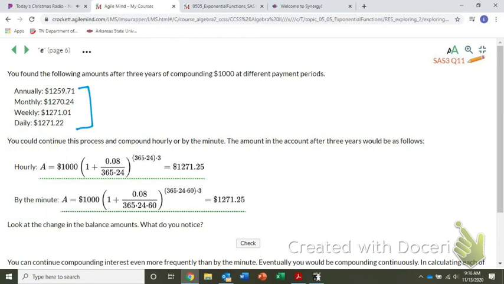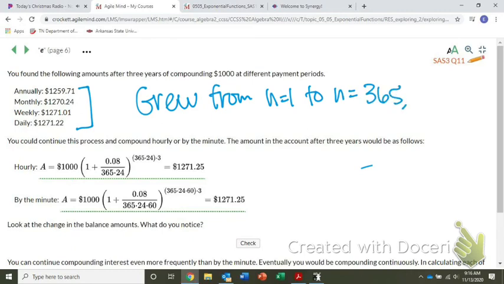But what do you notice? The last two, the weekly and the daily, how much did it grow by? It only grew by 21 cents. So the moral of the story here is that it did grow, from n equals 1 to n equals 365.